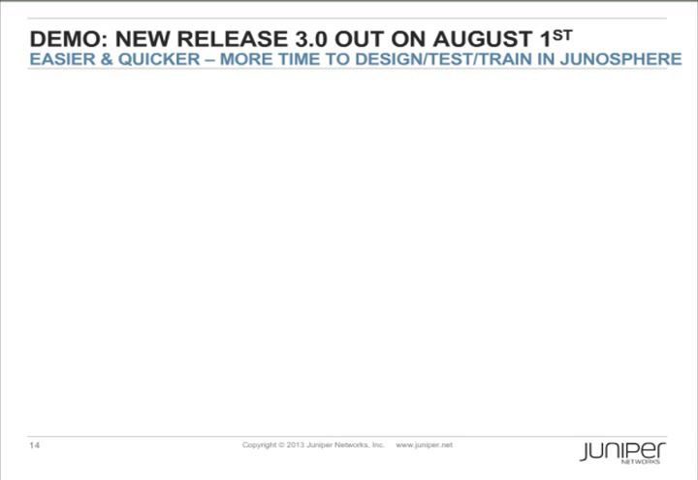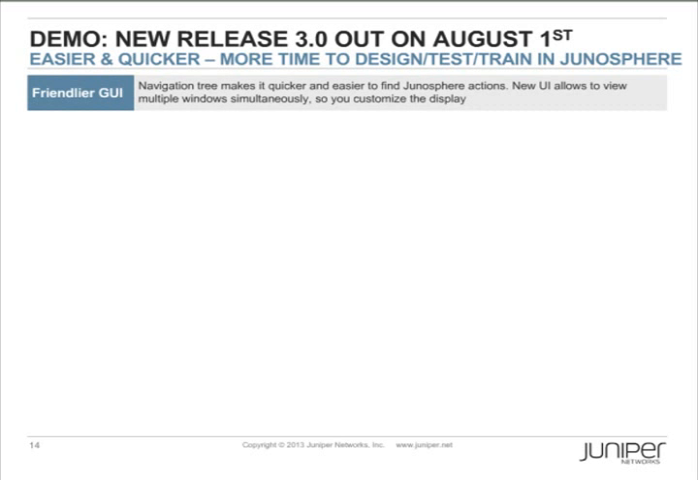The goal was just to give users, you guys, more time for everything that you do in Junosphere, from designing and testing to training. It's not fair to you to have you waste your time figuring out how to use Junosphere, how to do something. We just made it that much easier and more efficient to use. There are a couple of things. We've got a much more user-friendly GUI, graphical user interface. We've got a navigation tree on the left now that makes it easier to reach your actions. It's just obvious what you need to do. No guessing here. And you can have multiple windows together so you can customize as you fit. So definitely customizable.